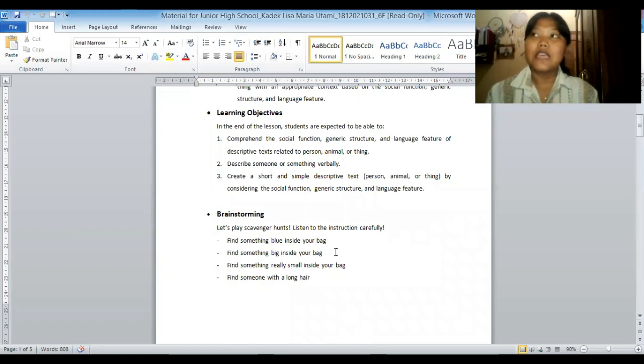So maybe students notice this is actually related to the topic that they will learn, because it involves adjectives, which indicate describing, or that is related to how to describe things or someone. So that's why I say this activity will be related to the topic that will be taught.